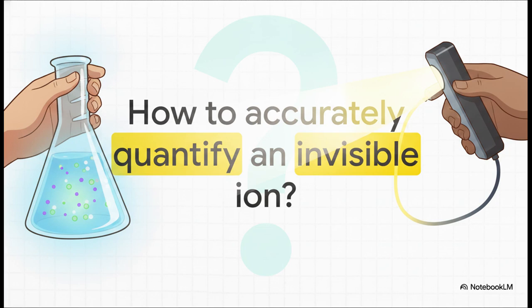So this brings us to a really fundamental question. How do we accurately quantify a totally invisible ion floating around in our water? I mean, you can't just stare at a glass of water and count the chloride ions, right? We need a way to literally force those invisible ions to reveal themselves. We have to create a physical or electrical signal that we can actually measure.